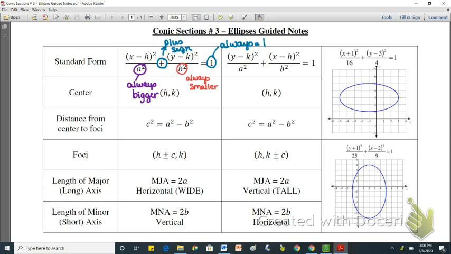Now we can't decide that until we have it equal to 1. So you must do your division first, then decide which one has the bigger denominator so you can set it up in standard form.